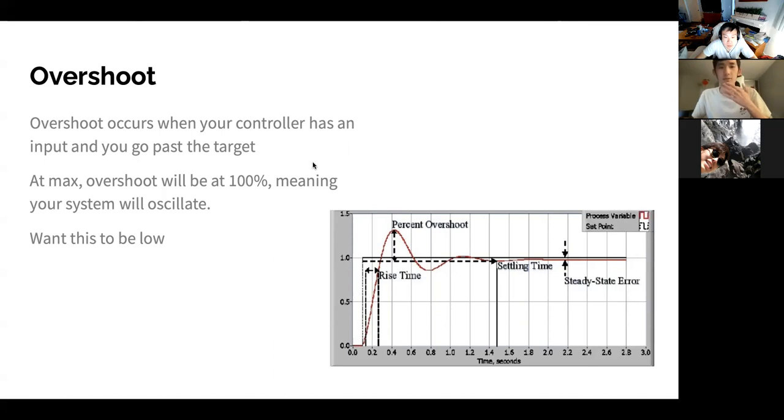The maximum overshoot given a perfect system will be 100%, meaning that you'll get to 2.0 on this graph. And that actually means your system will oscillate, which we will talk about after. Of course, we also want this to be low because we don't want our drone to be constantly switching back and forth. And also because we want our drone to always stay around the center level and not be way off, because there's a certain angle at which it's impossible to recover.